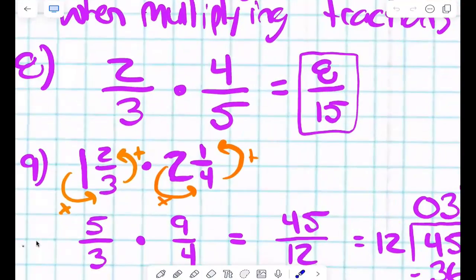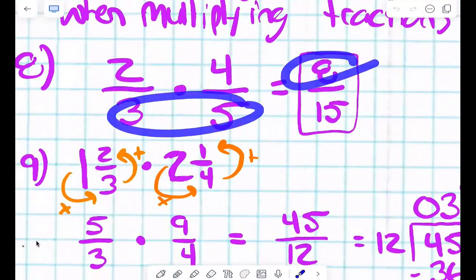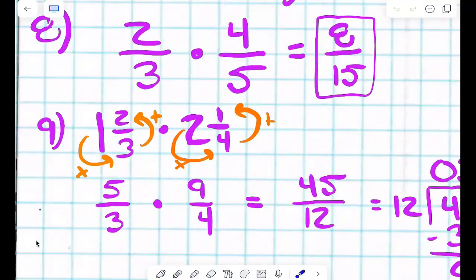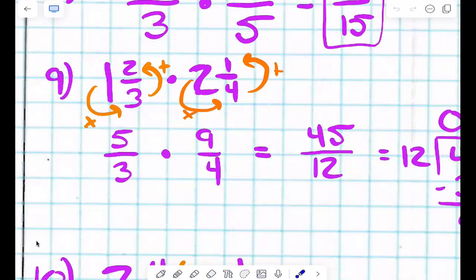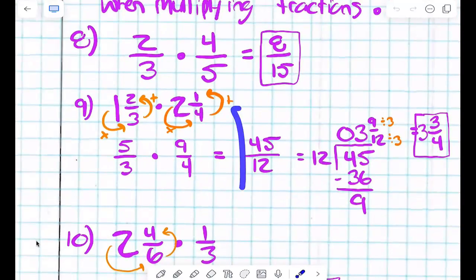So for number 8, it makes the problem actually pretty simple then, because what's 2 times 4? 8. What's 3 times 5? 15. You just multiply the top by the top and the bottom by the bottom, right? Yeah. If you have mixed numbers, can you multiply those? No. Absolutely not. So you must convert them into improper. So once you convert them to impropers, then again, we just do top times top and bottom times bottom, right? Yeah.